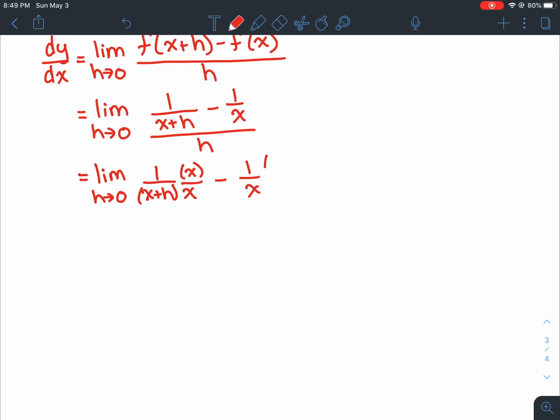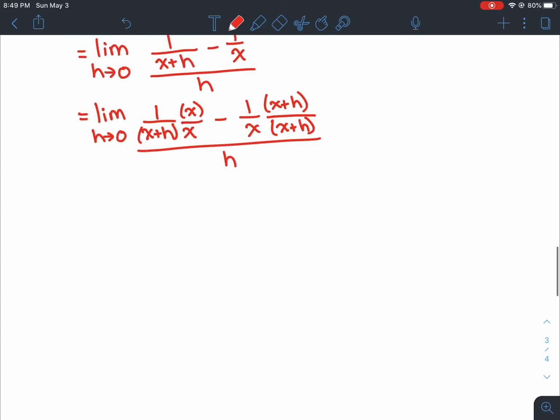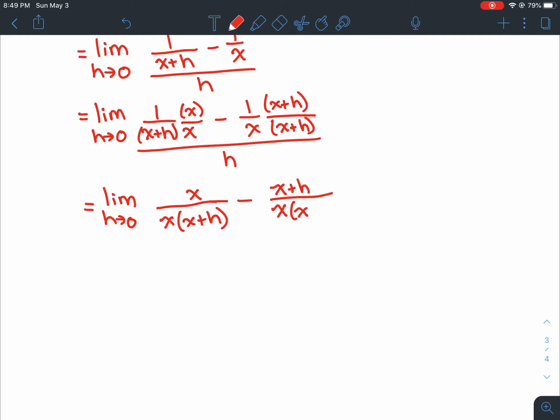And then this guy, I'm actually going to multiply the top and bottom by x plus h, because then I'm actually just multiplying it by 1, but I'm going to get the denominators to be the same. And the whole thing is divided by h. Okay, so now our denominator is going to be x times x plus h. And in my first fraction, my numerator is 1 times x, so it'll just be x minus. And my other one will be 1 times x plus h, which is x plus h, over x times x plus h. And the whole thing is divided by h.